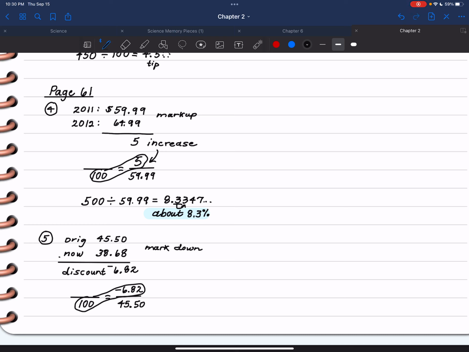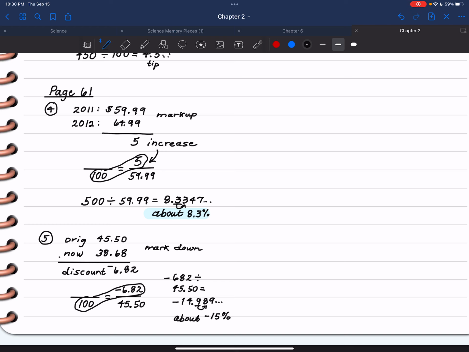So 100 times negative 6.82 is negative 682. Divided by 45.50 is negative 14.989 and some change. And if I go to the 10th place on this one, it's going to push it on up to the 1's place for about negative 15%. So you got a discount of 15%.